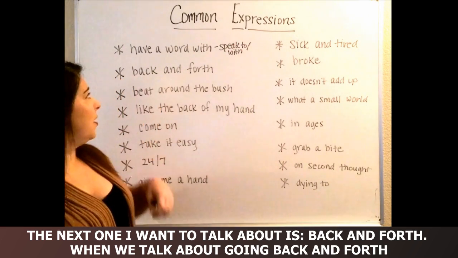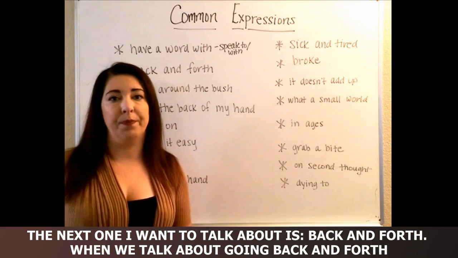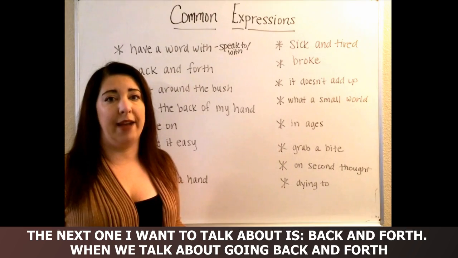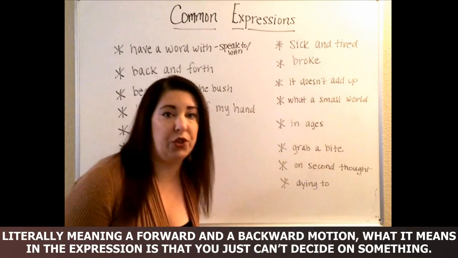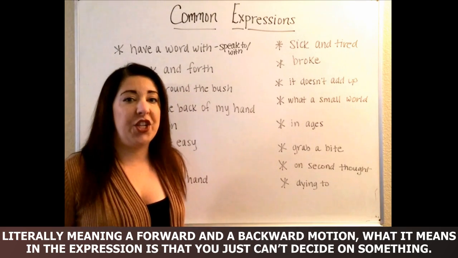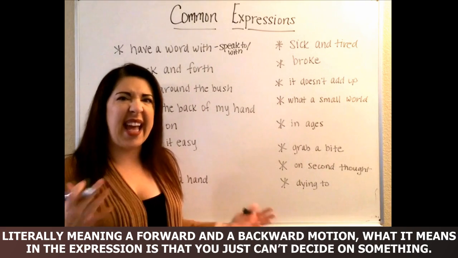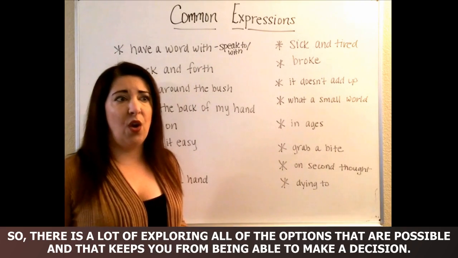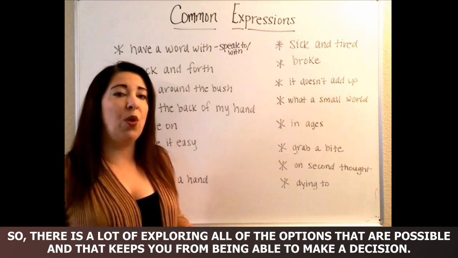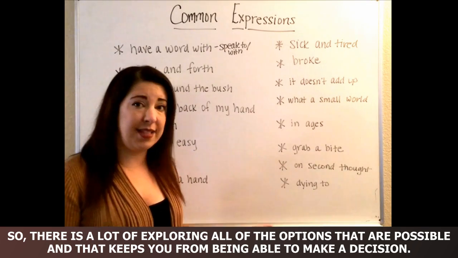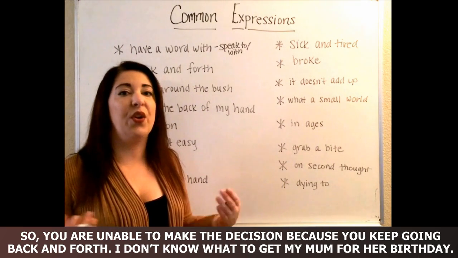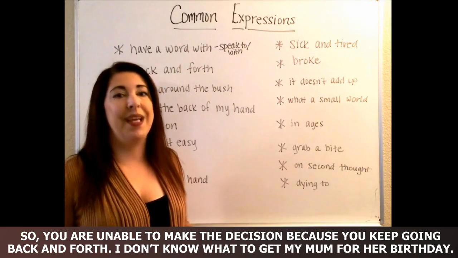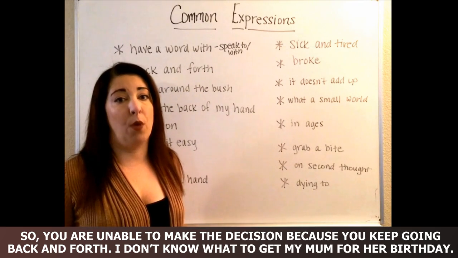The next one I wanted to talk about is "back and forth." When we talk about going back and forth, literally meaning a forward and a backward motion, what it means in the expression is that you just can't decide on something. So there's a lot of exploring all of the options that are possible, and it keeps you from being able to make a decision. So you're unable to make the decision because you keep going back and forth.